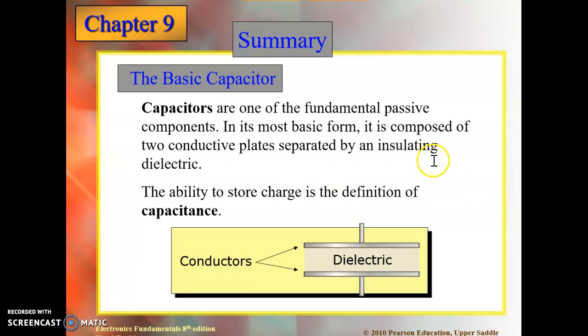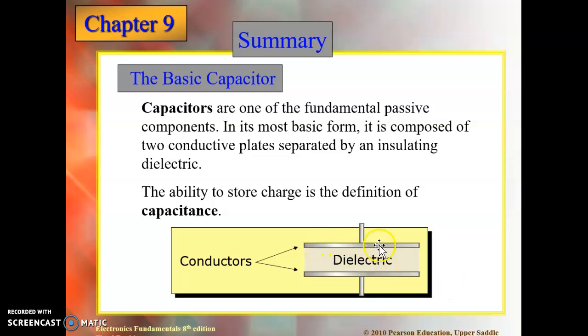The first thing, what is a capacitor? Capacitors are one of the fundamental passive components. In its most basic form, it is composed of two conductive plates separated by an insulating dielectric. The ability to store charge is the definition of capacitance. So anything that stores charge is a capacitor.